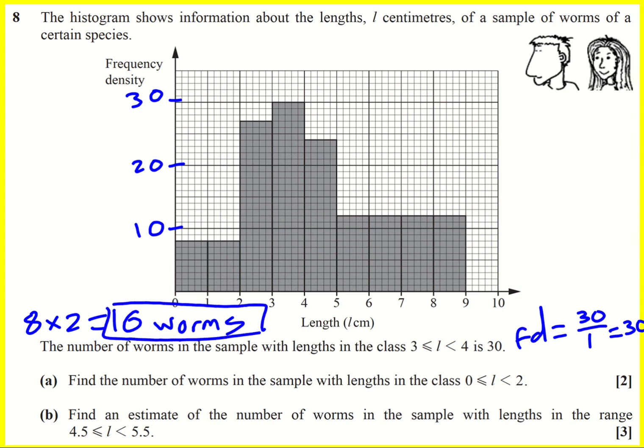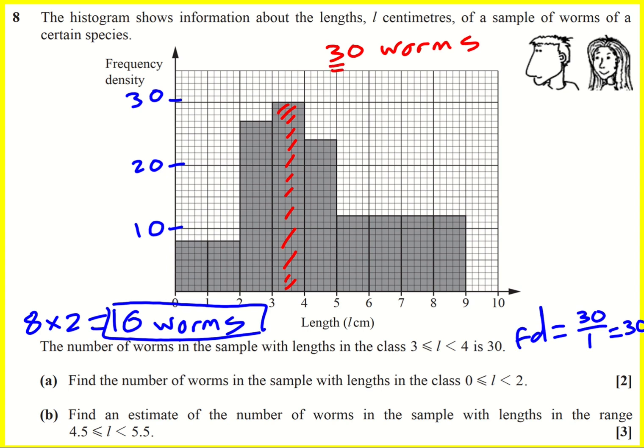So that was method 1. It works quite well here, and actually, I think it's my preferred method. Method 2 is along very similar lines, but we use straight from the start the fact that essentially it's the area that's the frequency. I have used it, but I didn't really talk about it. So I can look at the area between 3 and 4, and that area is worth 30 worms.